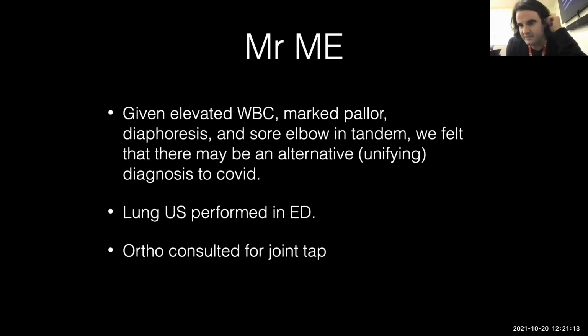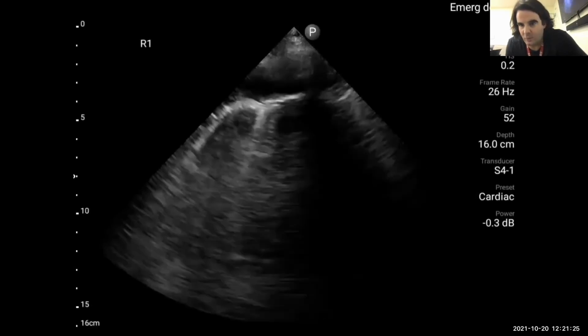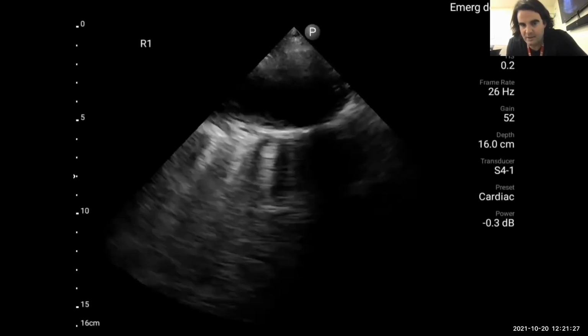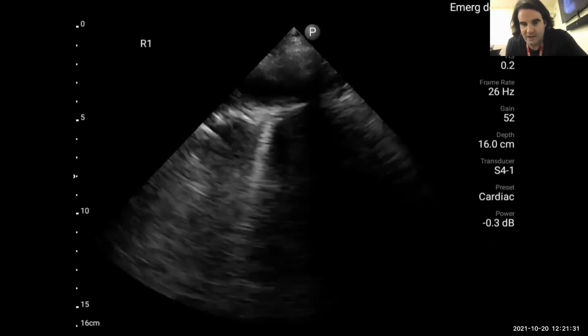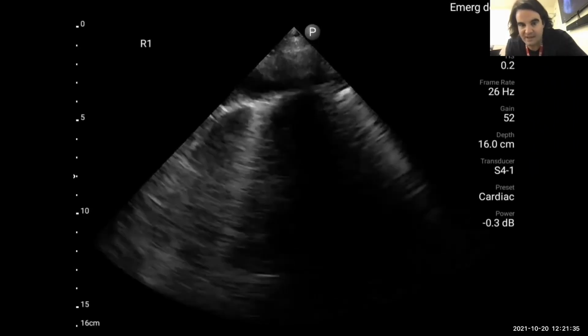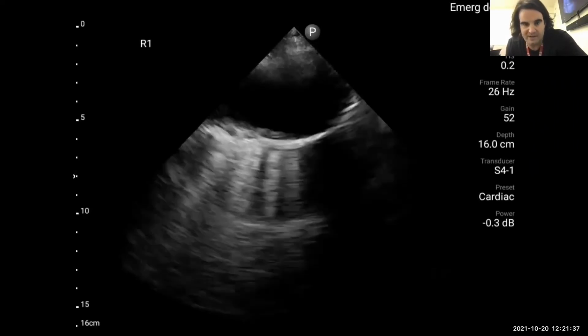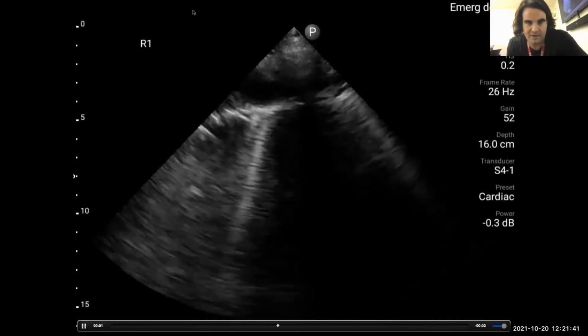So given that there was this sore joint and the story, we felt like maybe we needed a better workup. So we did the lung ultrasound in the emerge, and this was our first image. This is at point R1. This is the same point we started with, mid-axillary, second intercostal space, where we normally would expect pleural apposition, like lung sliding, very typical lung findings. But maybe that's not what is shown here.